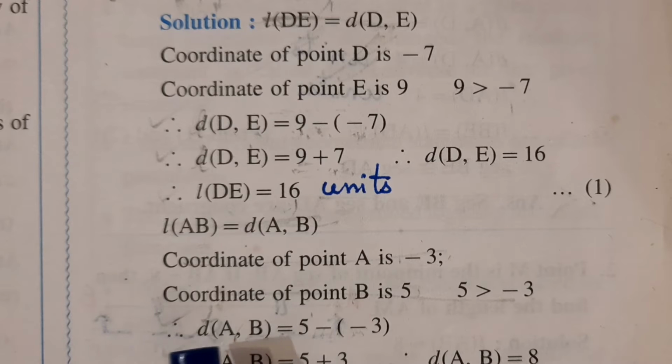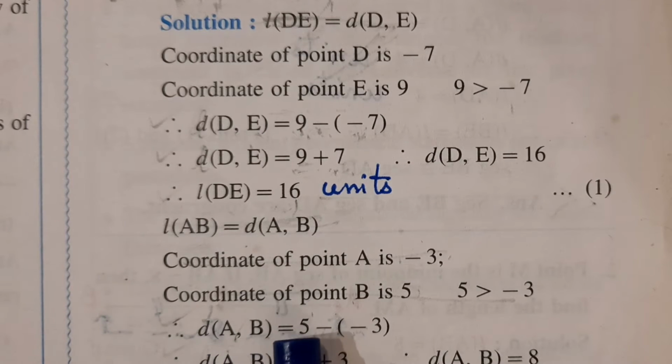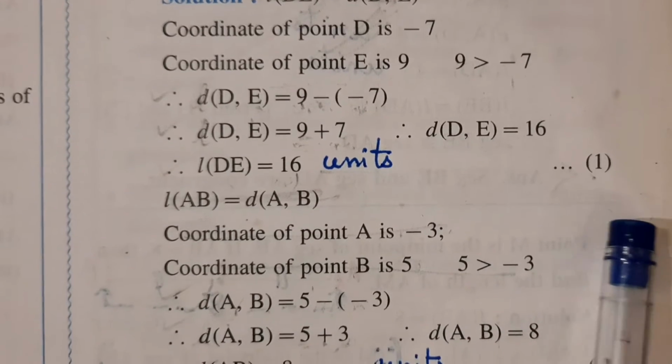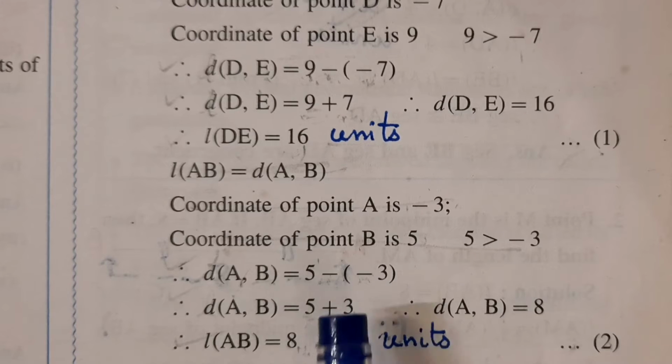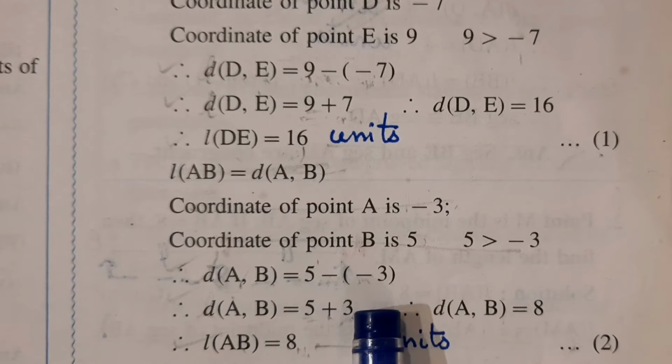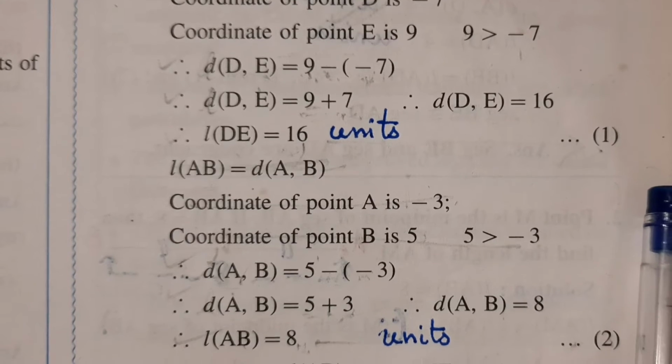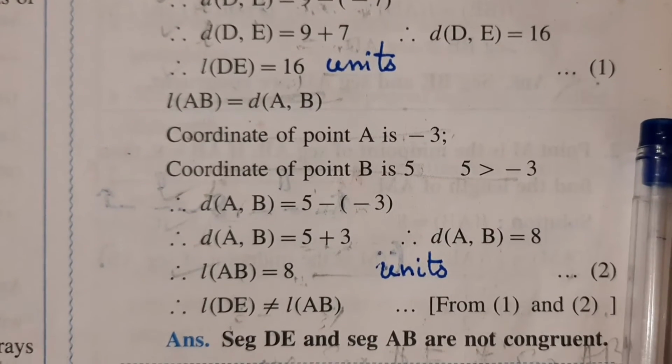Hence, to find distance AB, use the same concept, greater coordinate minus smaller coordinate. That is 5 minus -3. Therefore, minus into minus becomes plus. Distance AB is 5 plus 3. That is, distance AB is 8. Hence, length AB will also be the same, 8 units.